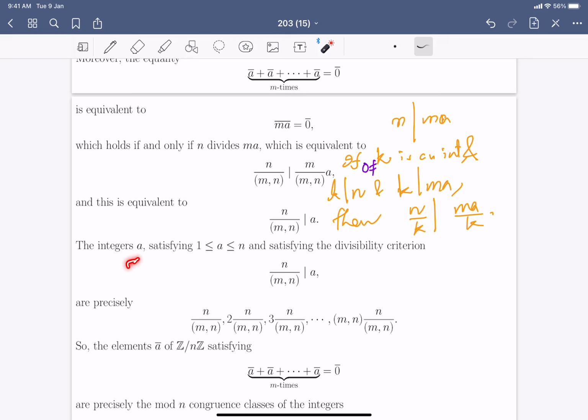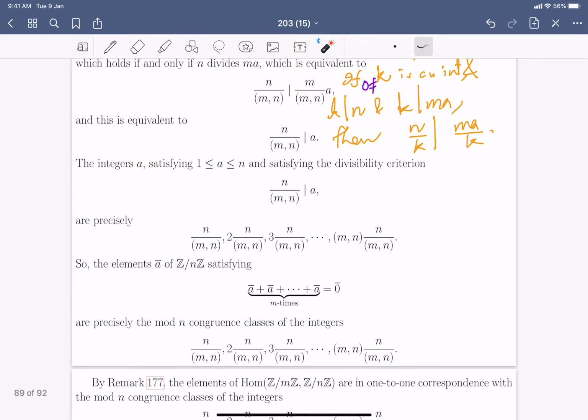And now this integer a is an integer between 1 and n, satisfying these two inequalities, and also a is divisible by this integer. It follows that the possibilities for the integer a are: a can be n over GCD(m,n), twice n over GCD(m,n), or thrice n over GCD(m,n), and all the way to m over GCD(m,n) times n over GCD(m,n). So we have reached this upper bound for a.